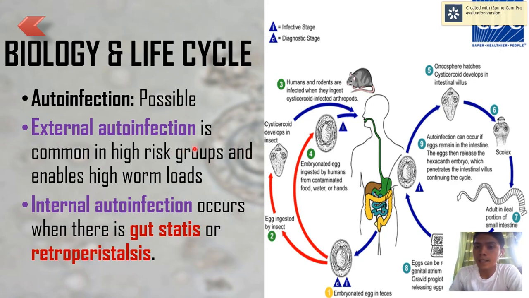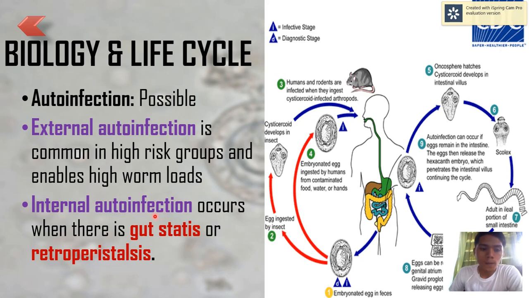So external auto-infection happens pag ikaw infected with H. nana and then na-contaminate imong kamot kay tungod damak ka. Nagkutkot ka sa imong lubot tapos kaon ka, contaminated imong hands with the egg. So you auto-infect yourself. That is external auto-infection. Naunay ka sa imong sarili. And this is common in high-risk groups and enables high worm load. So this is common in children. So magpakatkat sa lubot and then magkaon. Ana siya, external auto-infection.